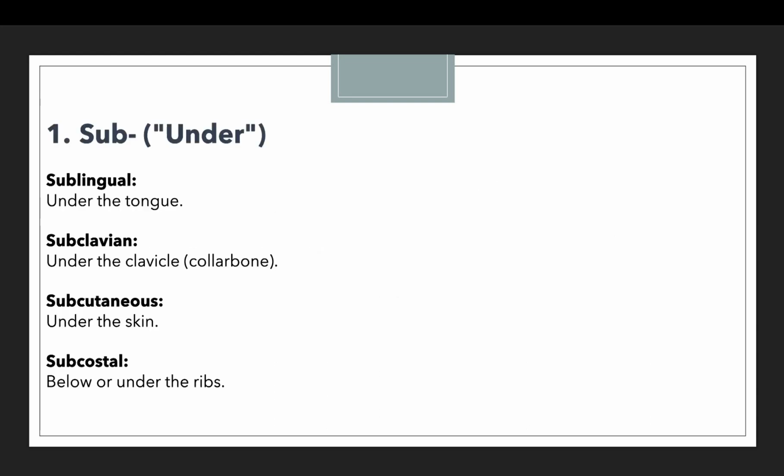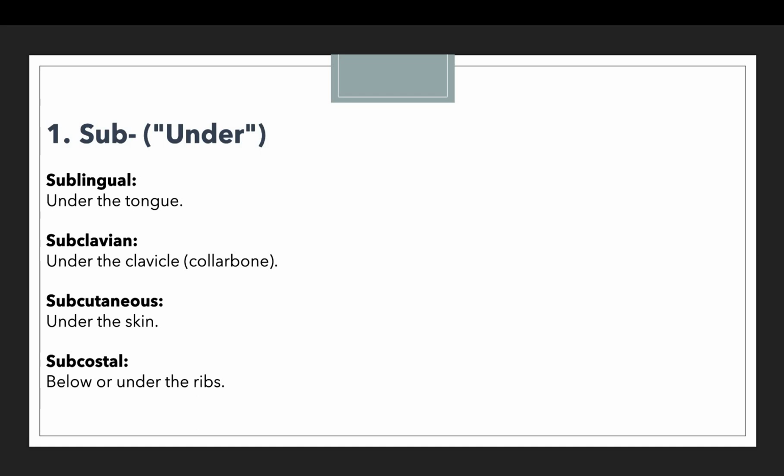First prefix is sub. Sub is used to showcase something as under. So whenever you want to show something as under, then we will utilize the prefix sub. From the definition it is quite clear that sub produces the sound of under. But when you are working in the medical domain and see a terminology composed with these prefixes, it might be a bit tricky to identify. So to make it easy for you, I'll show you some examples.